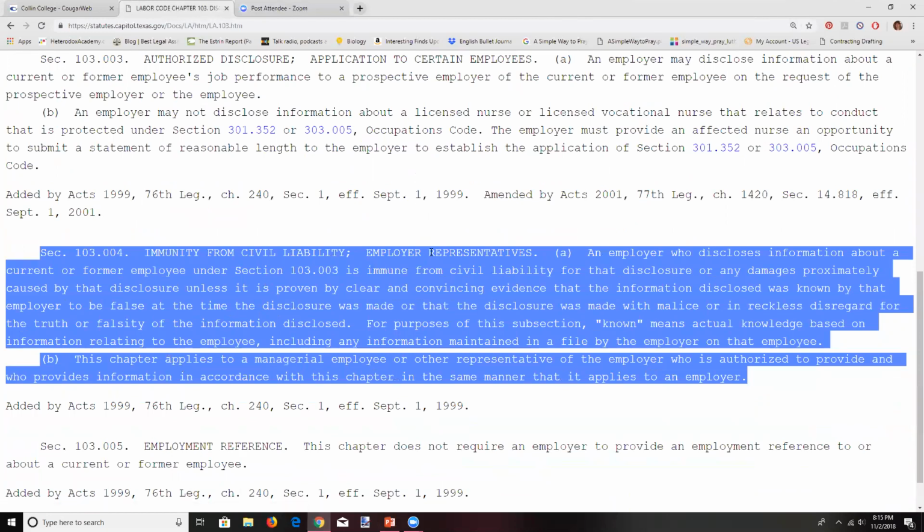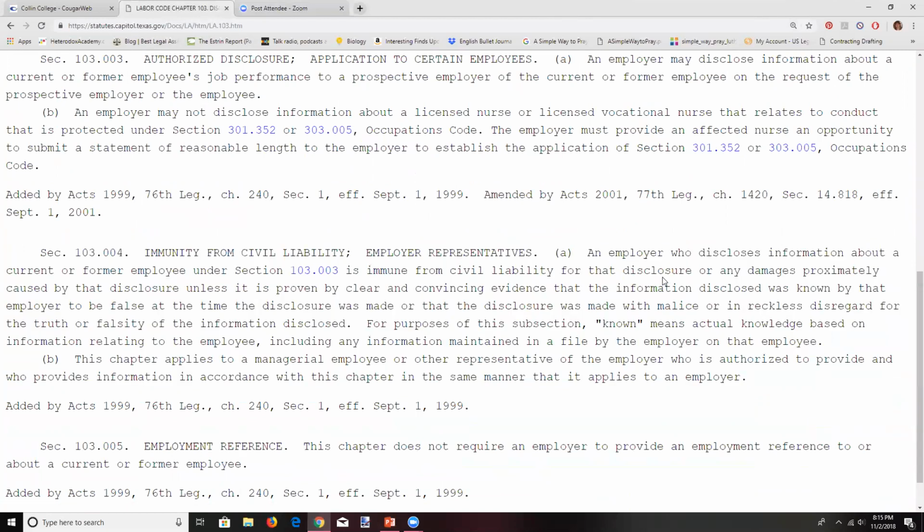Immunity from civil liability, employer representatives. An employer who discloses information about a current or former employee under this section is immune. That's that privilege. Immune from civil liability for that disclosure or any damages proximately caused by that disclosure unless it is proven by clear and convincing evidence that the information disclosed was known by the employer to be false at the time the disclosure was made, or the disclosure was made with malice or in reckless disregard of the truth or falsity of the information disclosed. For purposes of this subsection, known includes actual knowledge based upon information relating to the employee, including any information maintained in a file by the employer on that employee.